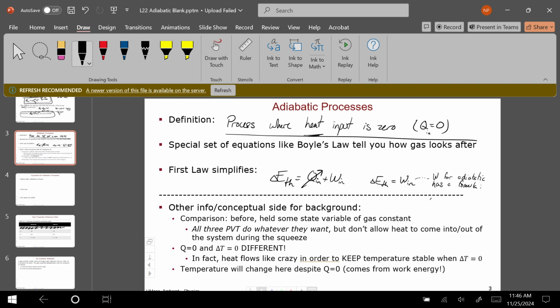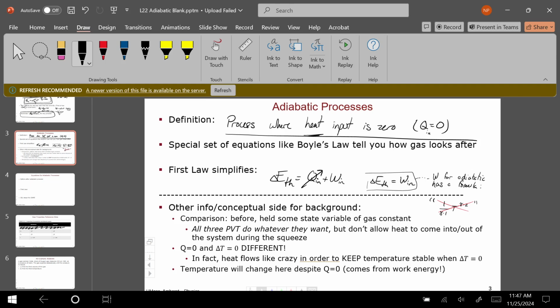I forget what it is at the moment, so I'm going to put it in quotes, and I'll put an X through it just to remind us that I don't quite remember. It's 1 over a constant minus 1 times T to the constant minus 2. It's something weird like that. I won't look it up, and I don't think I'll ever ask you about it. But again, work depends on the process, so whether it's isobaric, isochoric, isothermal, or in this case, a new one, adiabatic, you have a different formula for it. But this is the main idea: Q is 0, so the first law simplifies to this.